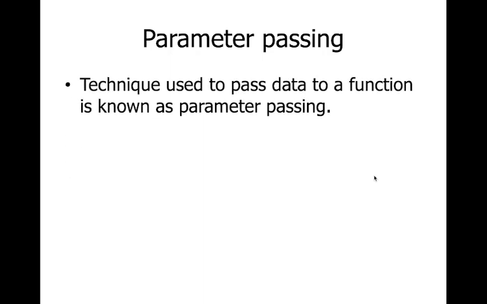So parameter passing. What do you mean by parameter passing? It is a technique used to pass data to a function. If you want to pass some data to a function, we call it parameter passing. We have already seen that example. If we want to pass some data from the main function to a sub function, we will use the technique known as parameter passing. When we call the function, we will be passing the values to the function.